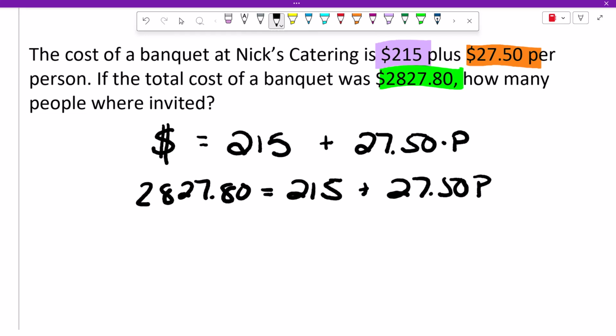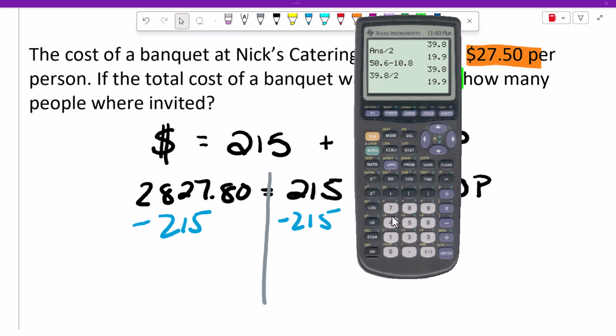So we split this at the equal sign like this. Cover up the side like this. You go, okay, which number do we want to get rid of first? The 215 or the 27.50? 215. We're adding 215, so the opposite of adding is subtracting. So negative 215 here, negative 215. We subtract these two things. All right, so you have 2800 minus 215.